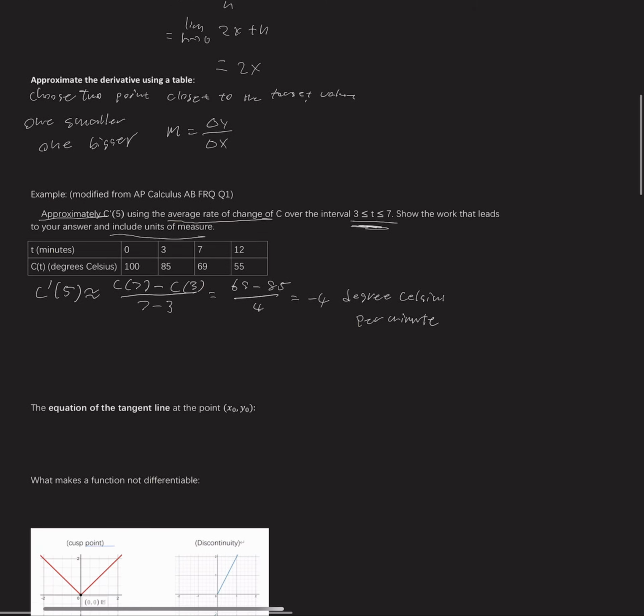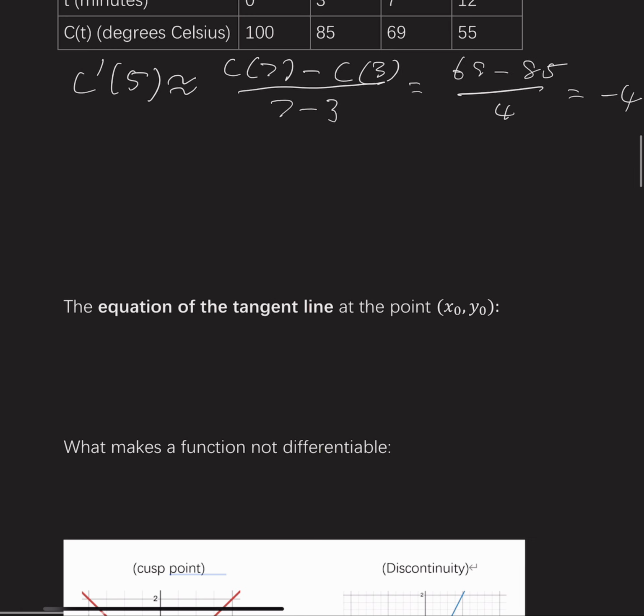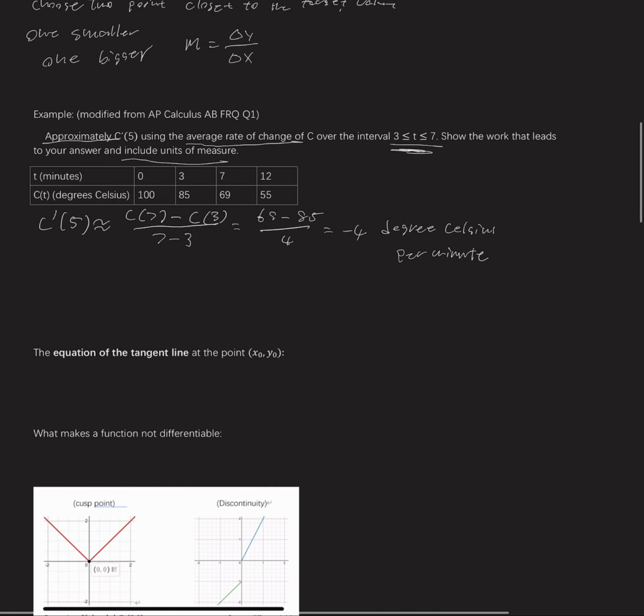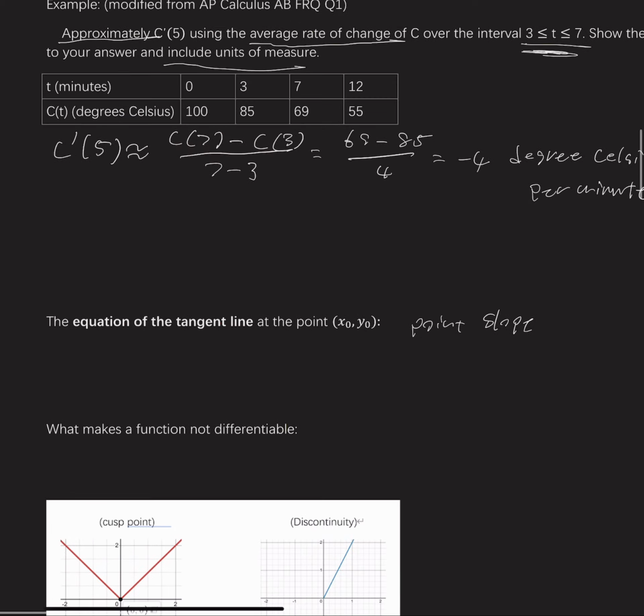Okay. How do you find the equation of tangent line at point x0, y0? Well, we can use the derivative to find out. So what we're using is the point slope form. Since we're given the f prime of x, we're given the y value, and we're given the x value. So let's use it in point slope form.